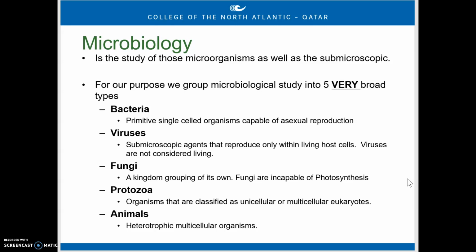Then we have the protists, or the protozoa. These are either unicellular or multicellular. They're a really complex group, a strange group, and we'll talk about those. They're very important parasites for humans. And then we have animals, which are the heterotrophic multicellular organisms, and we can have some pretty complicated parasites that are actually animals. So in the next couple of videos, we'll go over these different groups and how they contribute to disease in humans.